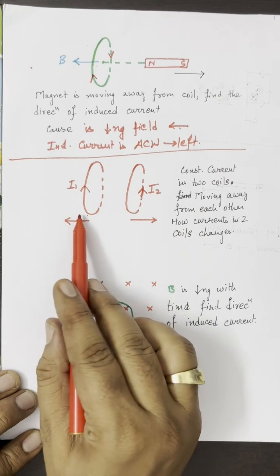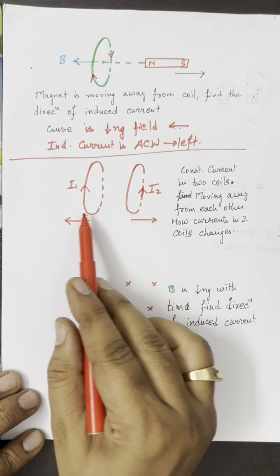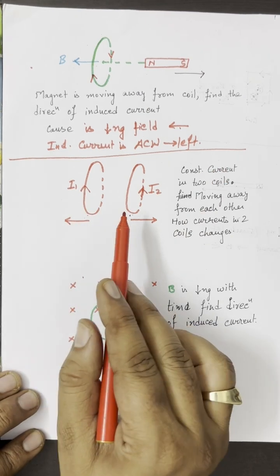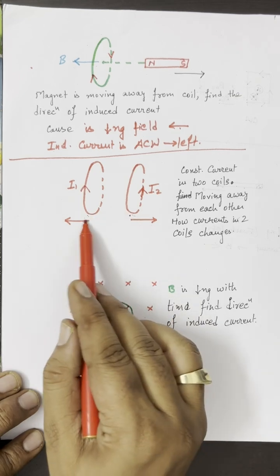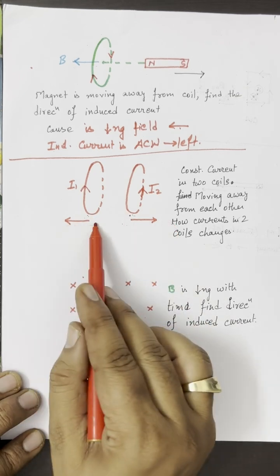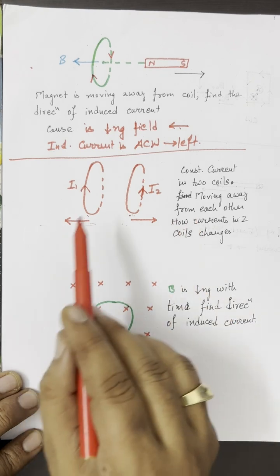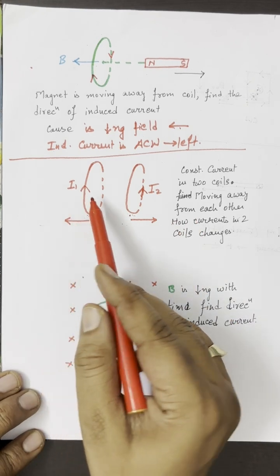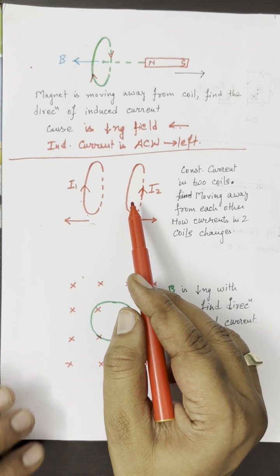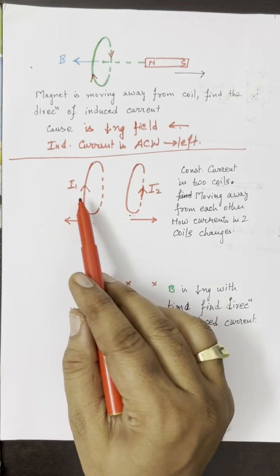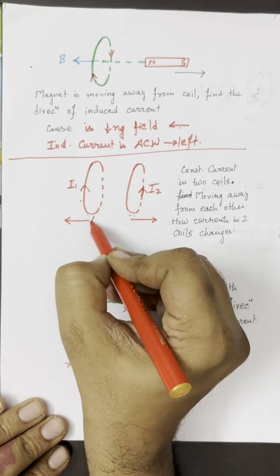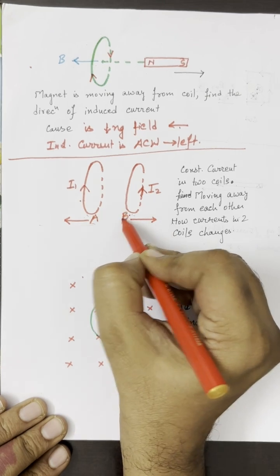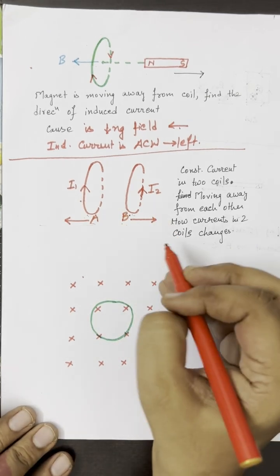Two coils are carrying constant currents I1 and I2. Now these two coils are moving away from each other. We have to find how the currents in the two coils are changing, meaning the total current in the left coil, say coil A, and coil B. Are they increasing or decreasing?